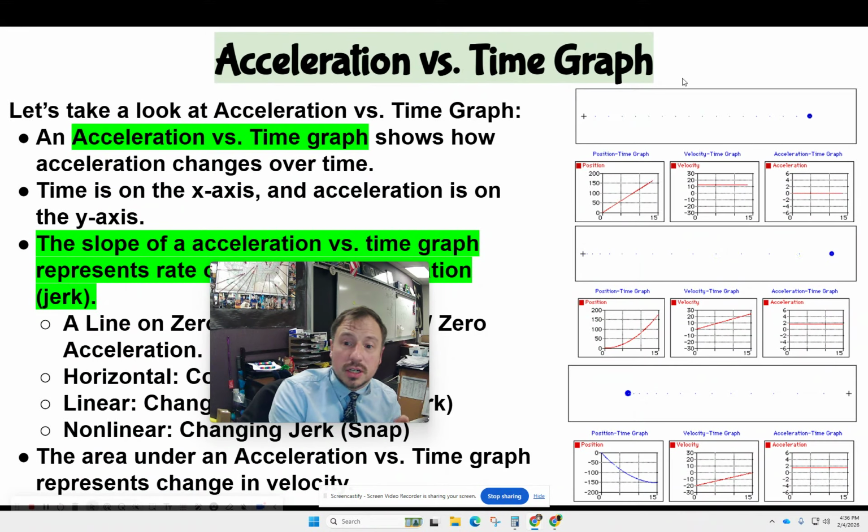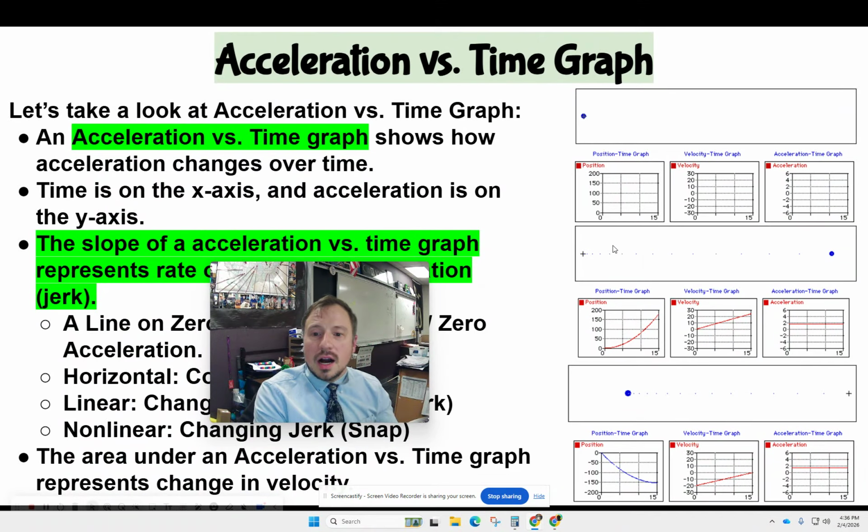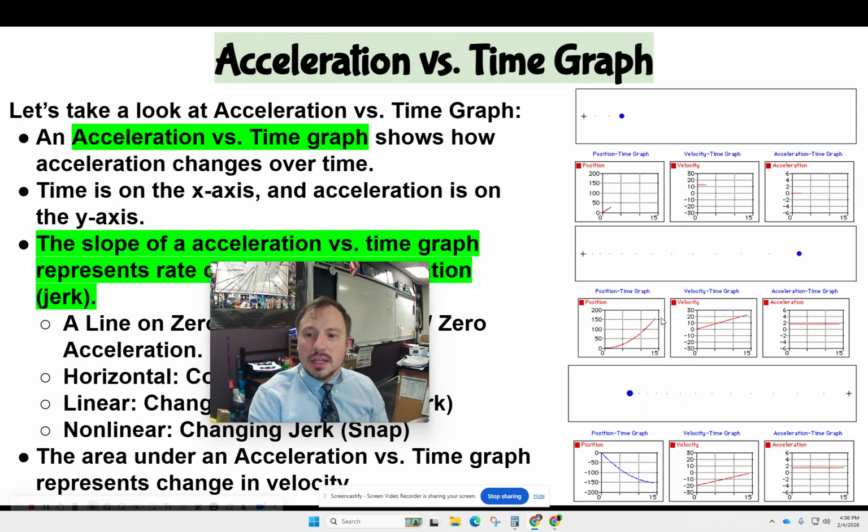There's no acceleration. Now, if you look at the middle one, it's accelerating. That means my position versus time graph is nonlinear. It's curved. The slope is always changing, meaning the velocity is always changing. So the velocity versus time graph is linear, meaning the acceleration is constant.